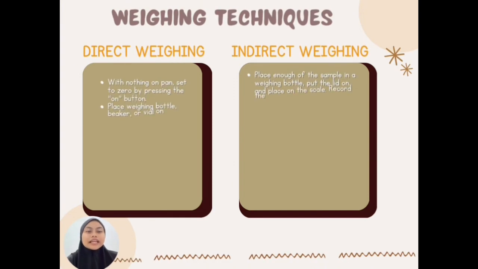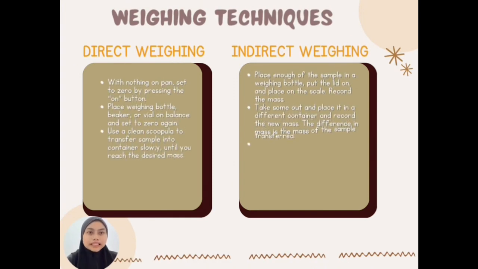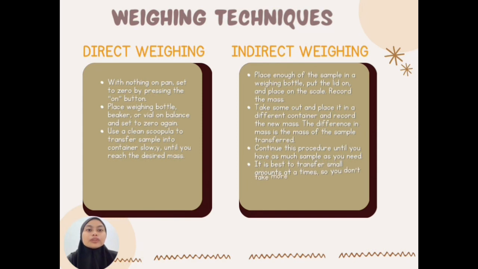Next, I will explain about the weighing technique. There are 2 types of weighing technique. The first one is direct weighing. The second one is indirect weighing. In indirect weighing, we turn on the balance with nothing on the pan. We need to set it to 0 by pressing the button. And then, place the weighing bottle, beaker or pan on the balance.